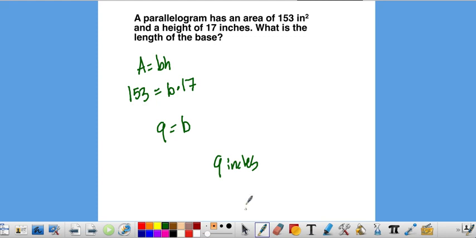And that wraps us up for 11.1, just some formulas and playing with the formulas.